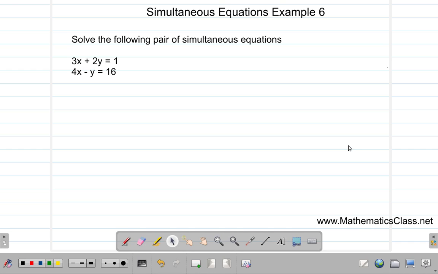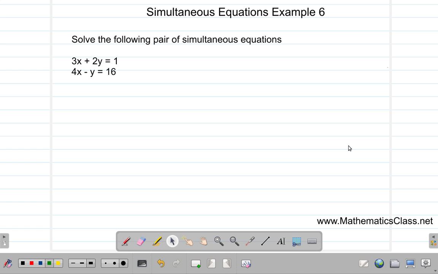3x plus 2y equals 1. 4x minus y equals 16. This is simultaneous equation example 6 for you to do. So pause the video, do it, and let's see what you got for it.